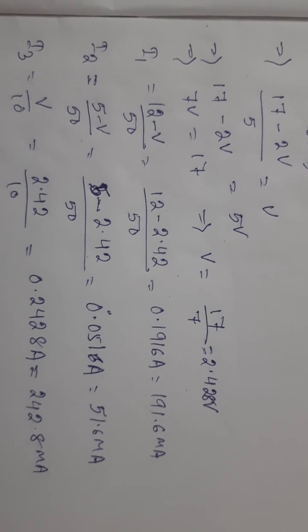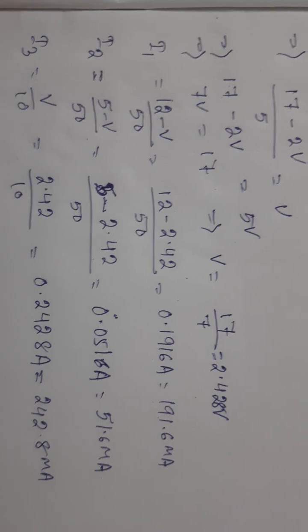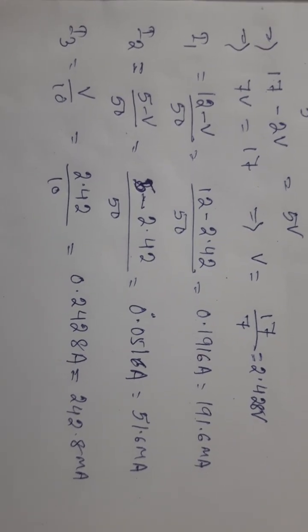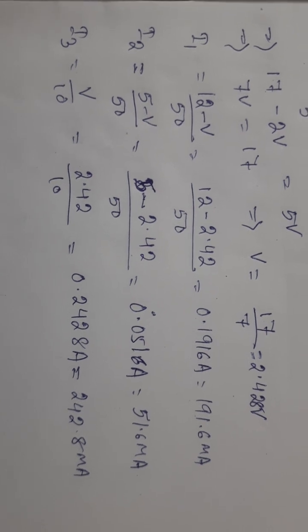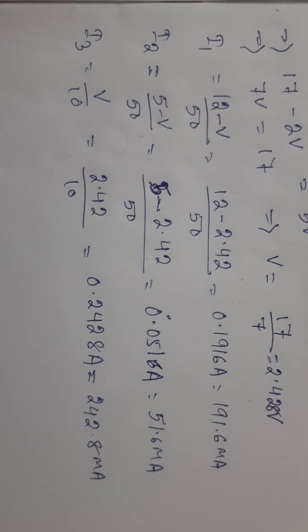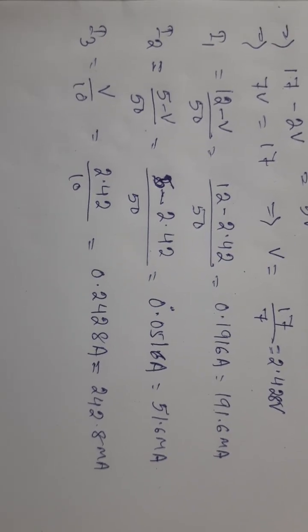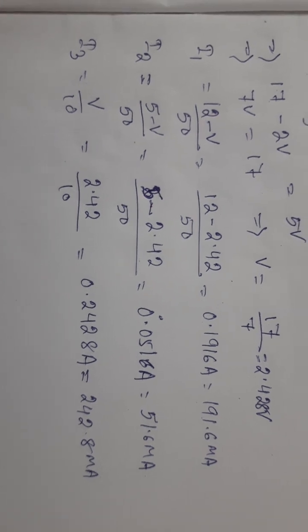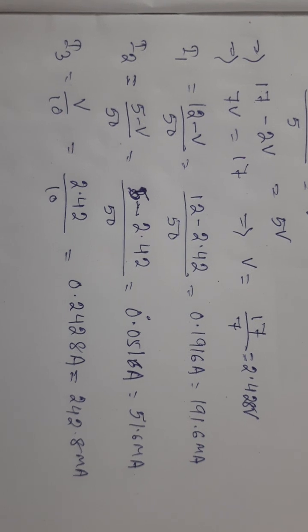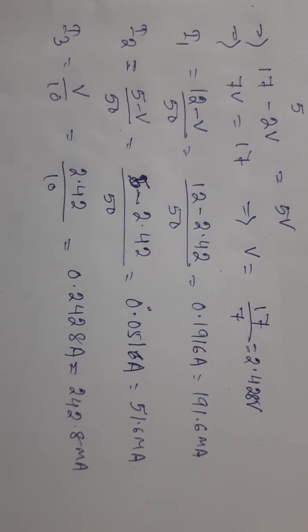The voltage is 2.428 volt. So from here I1 we got 12 minus V by 50, which is 191.6 milliampere. I2 is equals to 5 minus V by 50, that is 5 minus 2.42 by 50, that is equals to 51.6 milliampere. And I3 is equals to V by 10, that is equals to 2.42 by 10, that is 242.8 milliampere.